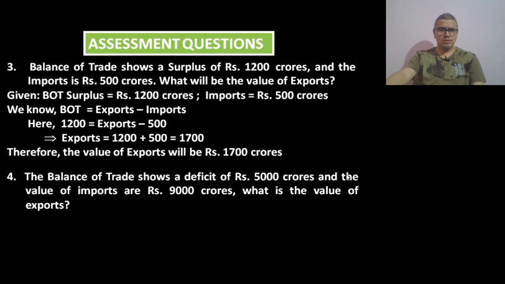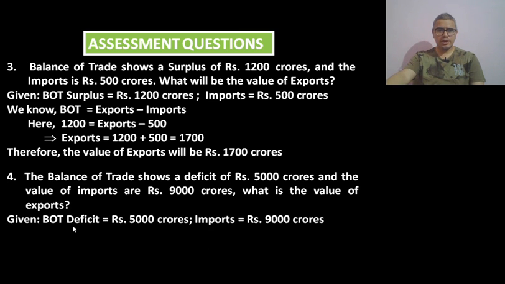In a similar way, we will take another question. Here it was surplus trade. Now we'll take a deficit trade. So balance of trade deficit is 5,000 crores and the value of imports is 9,000 crores. We are asked to find exports. In both these questions, we are asked to find the value of exports. Here also we'll write whatever is given. BOT deficit is 5,000, imports is 9,000 crores.